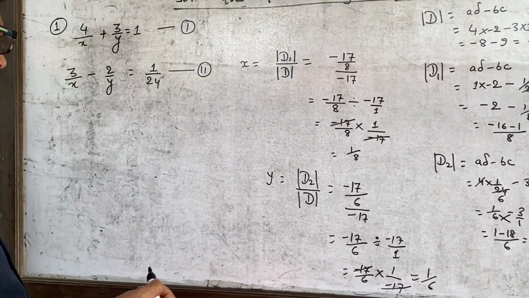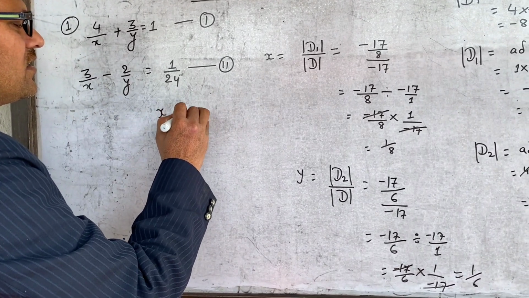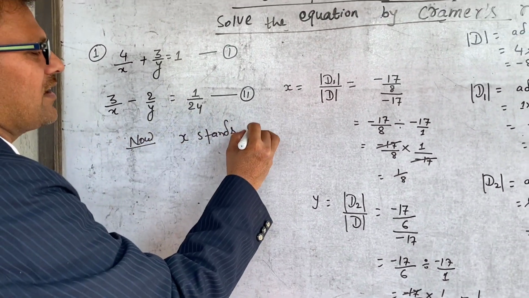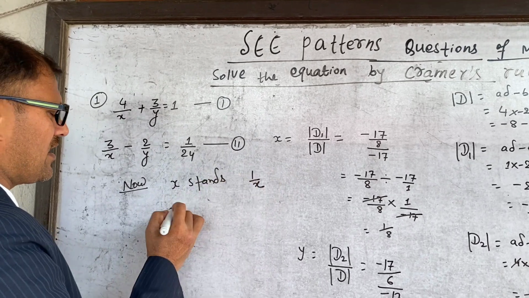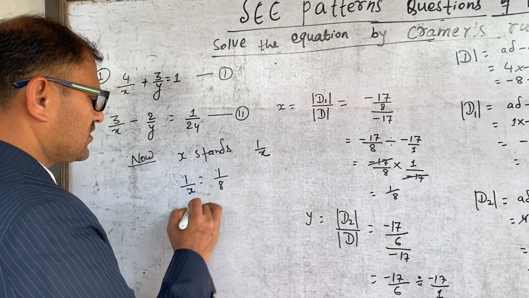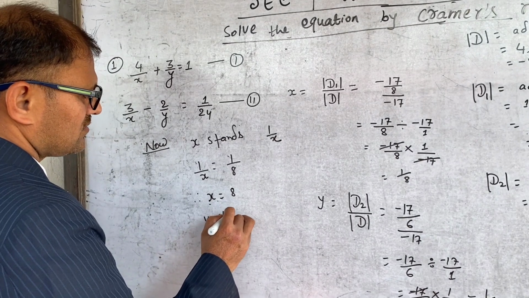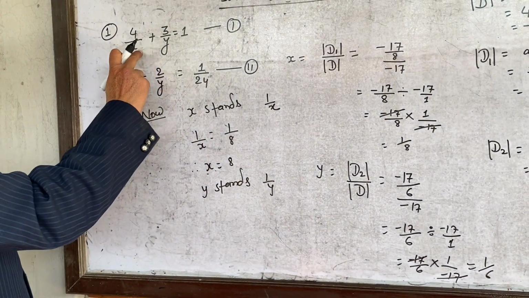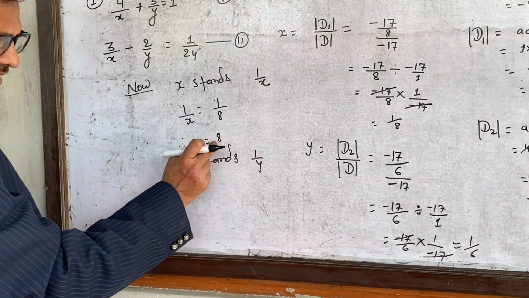Now here x stands for 1 by x. X stands for 1 by x, that means 1 by x is equal to 1 by 8. Therefore, x is equal to 8. Y stands for 1 by y. You see here 1 by x, 1 by y. That's why this x represents 1 by x, 1 by 8. Then x is equal to 8.